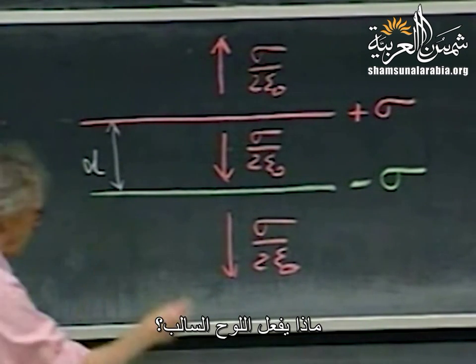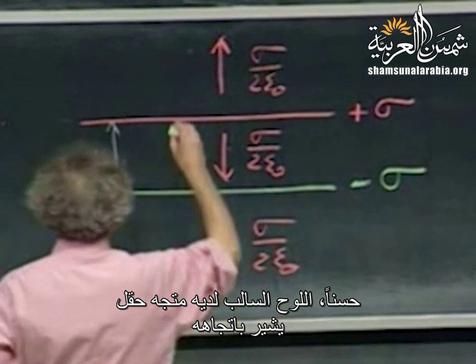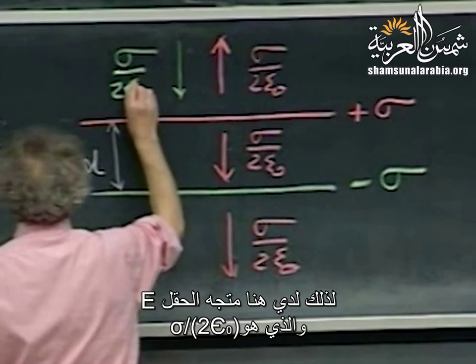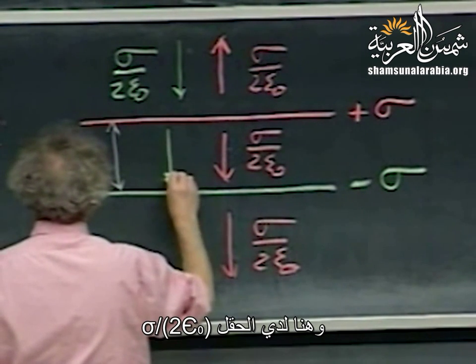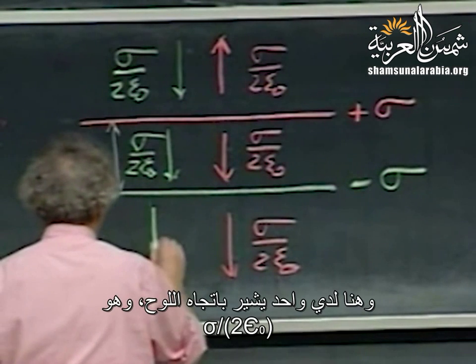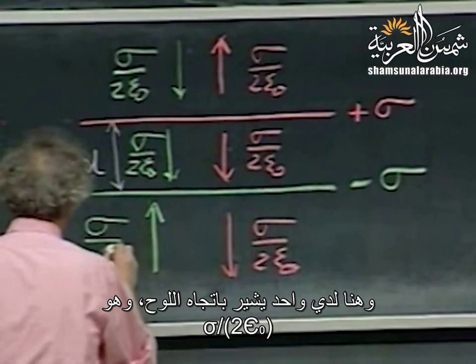What is the negative charge doing? Well, the negative charge has E vectors pointing towards it. So here I have an E vector, which is sigma divided by 2 epsilon 0. Here I have one that is sigma divided by 2 epsilon 0. And I have one that is pointing towards the plate, which is sigma divided by 2 epsilon 0.